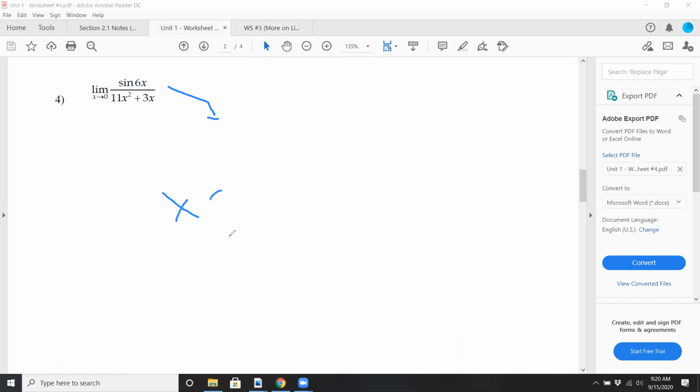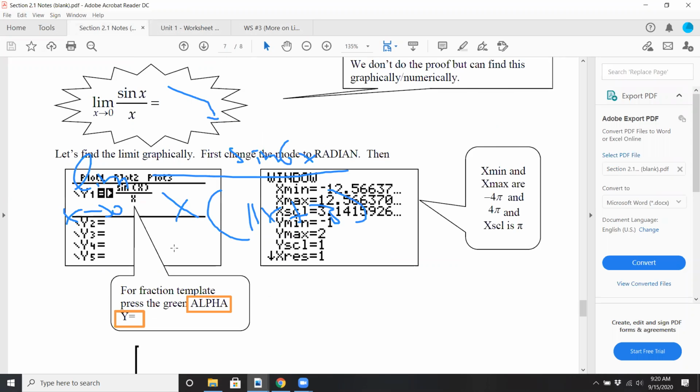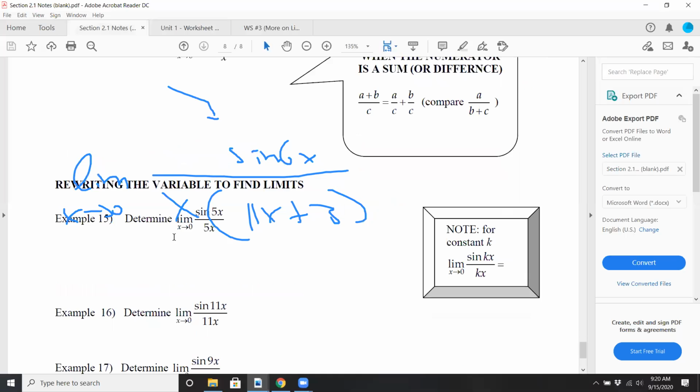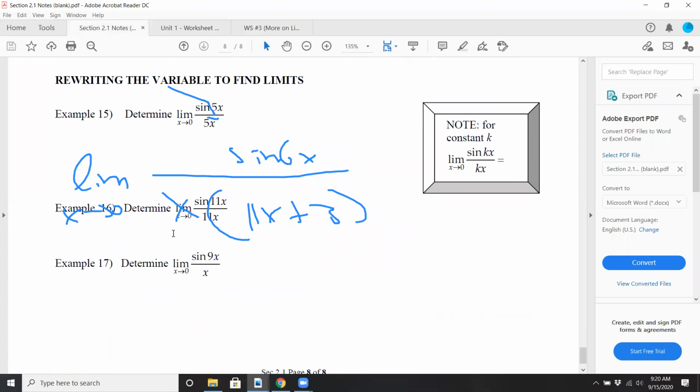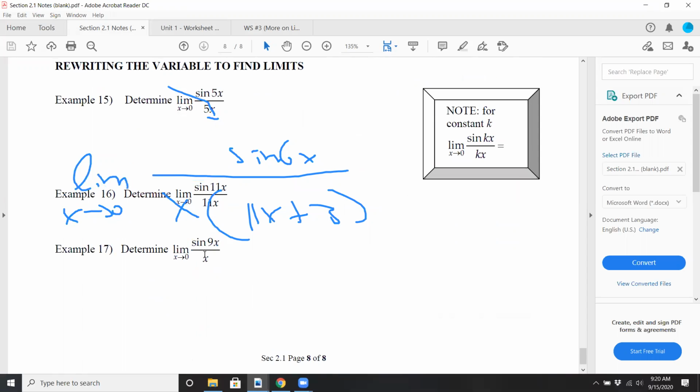You factor out an x on the bottom. And you have sine 6x up top, obviously, as x approaches 0. Now, we did discuss in the 2.1 notes, I closed the filled-out ones. But we do see that when you have something kind of like this here, sine of 9x over x, that limit's going to be 9. We had that discussion in the video.